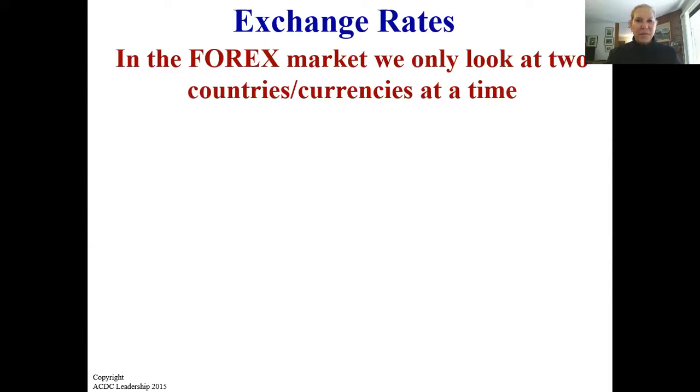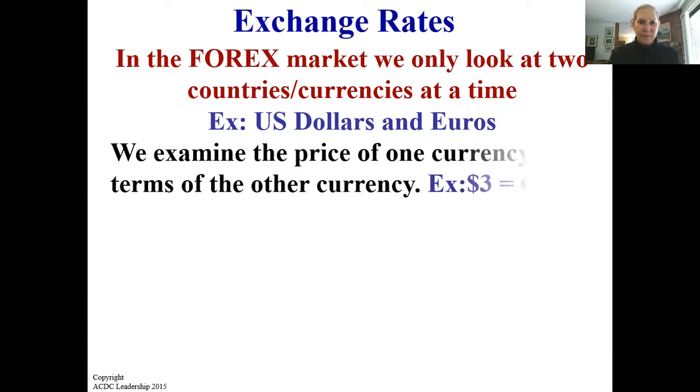Exchange rates. In the foreign exchange market, we only look at 2 countries or currencies at a time. That's how we model it. For example, US dollars and euros. We examine the price of one currency in terms of the other currency. For example, $3 equals 2 euros.